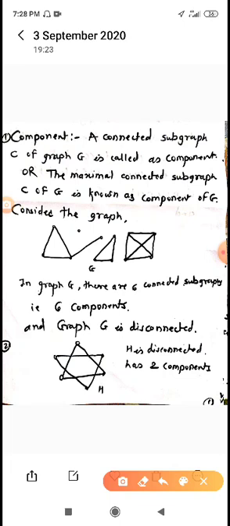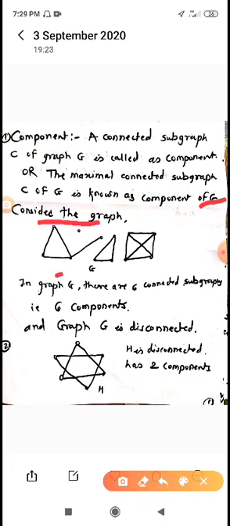a connected subgraph C of graph G is called a component, or a maximal connected subgraph of a graph G is called a component of graph G. That is, a maximally connected subgraph of a given graph G is called a component. A component itself is a connected graph. If graph G is disconnected, then there exists more than one component, since a component itself is connected. That is, in each component there exists a path between any two vertices of that component.